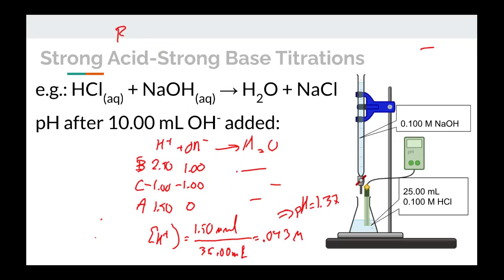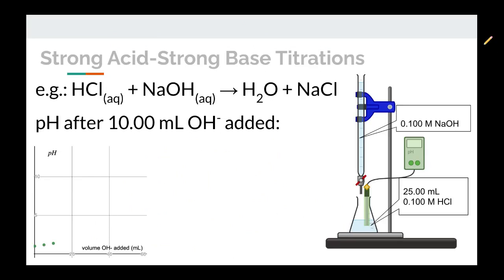So what we did here was, first of all, we took a BCA chart and we used that to find the number of moles of H plus that were still present. Then we used that and the new volume to find the H plus concentration. And then we used that to find the pH. Up until we hit the equivalence point, every additional volume of OH minus added is just going to make a weaker acid by this same strategy. So let's just step through.